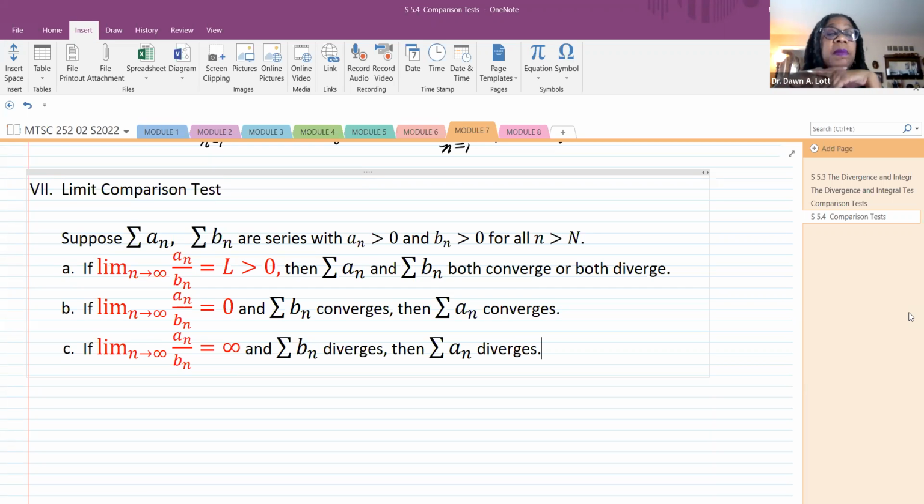Second one, the limit as n goes to infinity of an over bn goes to 0. So I have something going to 0, and the denominator's series is convergent, then the series with the numerators, or summation an, will also converge. And then one other case, if the ratio of an over bn goes to infinity and bn diverges, then an diverges as well. Okay, so it's a meaty definition. You really mostly need to remember part A. Just be able to try to manipulate part B and C if you see it.